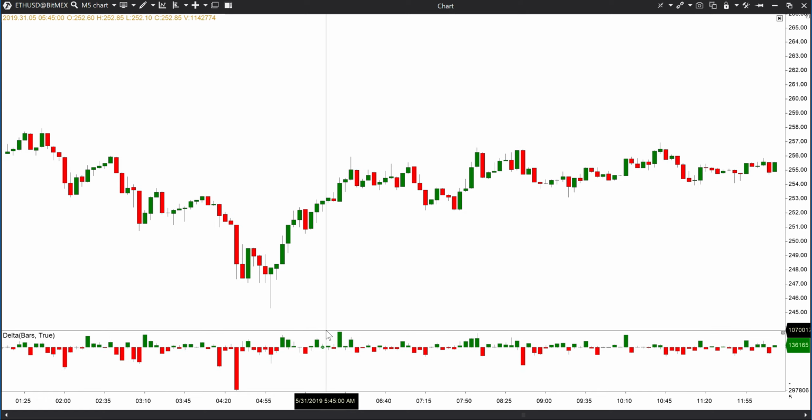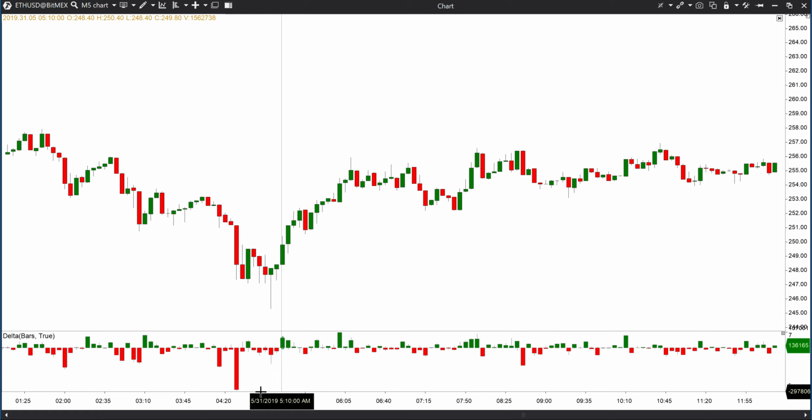Right down here you can see delta, and in red we have market buys minus market sells when the market sells were greater than the market buys, and in green it's the exact opposite, when the market buys were larger than the market sells, on a 5-minute candlestick on Ethereum BitMEX.